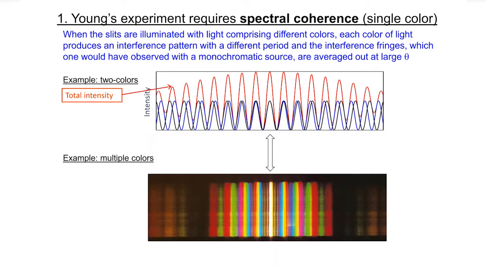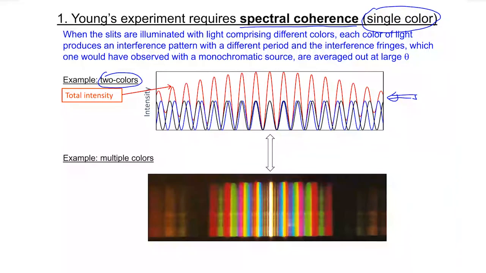I already mentioned that one of the requirements to observe Young's interference is that you need a sufficiently large spectral coherence, or you need a source that is sufficiently single color. And the argument here is demonstrated in 2 pictures. The top picture is an idealized description of what you would expect to see if you have 2 colors of light in the incident beam.